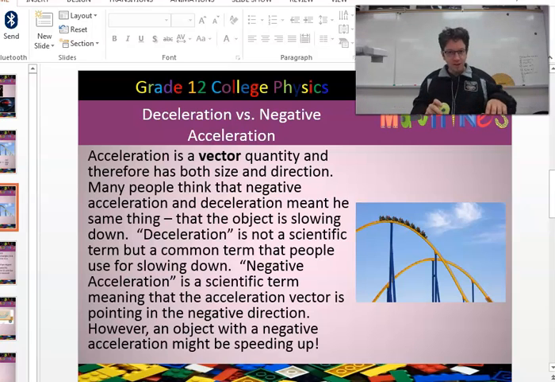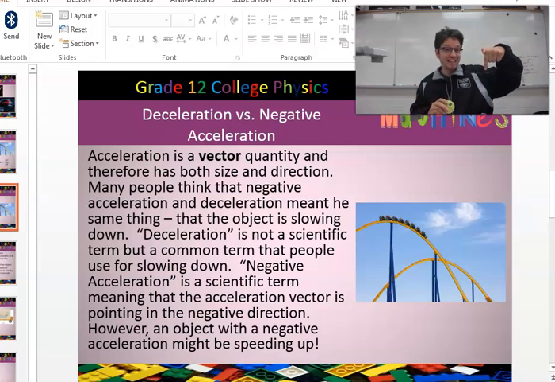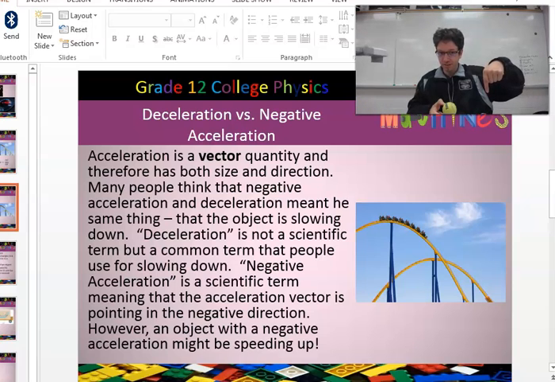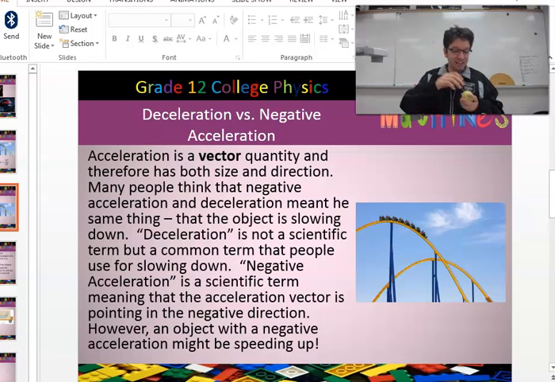Usually we like to say up is our positive direction. That means gravity is a negative acceleration because gravity acts down. So as the ball is going up, it's slowing down due to a negative acceleration. But I say it's not the same as deceleration because as the ball is coming down, it's speeding up, but it's still due to a negative acceleration. So deceleration is not a term we're going to use. We're going to use acceleration and negative acceleration.